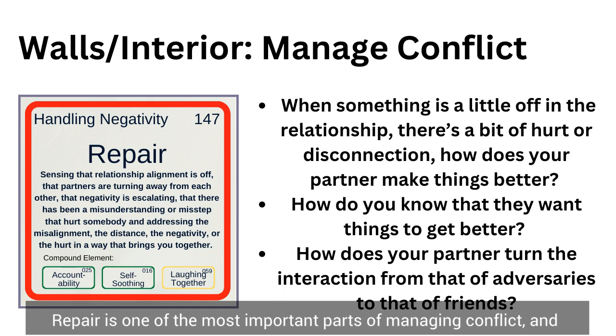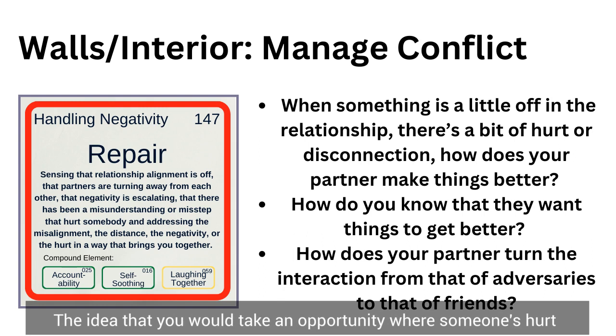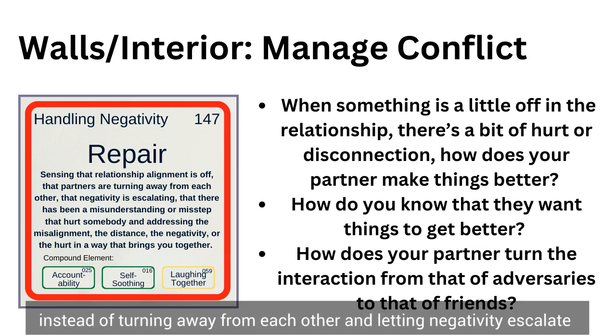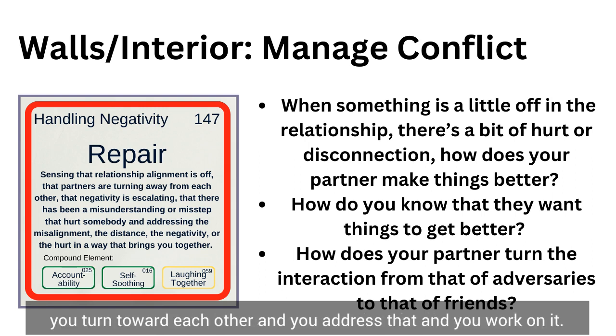Repair is one of the most important parts of managing conflict, and it's one of the things the Gottmans are known for. The idea that you would take an opportunity where someone's been hurt or something is off, there's some friction going on, and instead of turning away from each other and letting that negativity escalate or just withdrawing and letting there be distance, that you turn toward each other and you address that and you work on it.